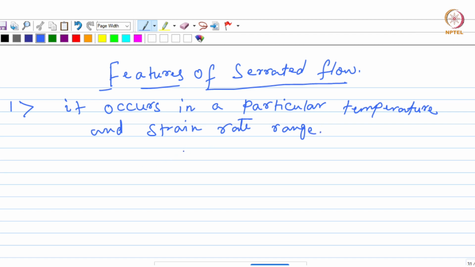For aluminium alloys, it can be from room temperature to certain elevated temperature. And talking about the strain rate, it can occur in the range of 10 to the power minus 5 to 10 to the power minus 2 per second, okay, in case of aluminium alloys.